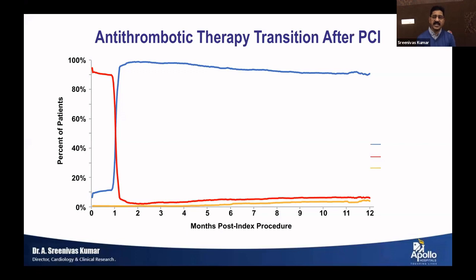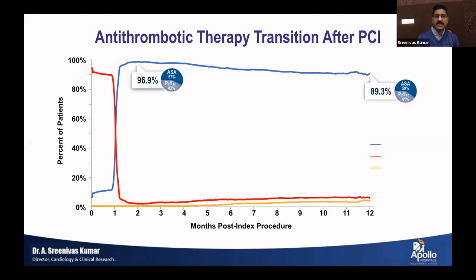Then later on, Zines came with Zines 1, saying that 1 month dual antiplatelet therapy was adequate. So if you see this in Onyx 1 clear, within 1 month, dual antiplatelets were stopped, and most of the patients were put on a single antiplatelet drug, which was continued. Mind you, we are not comfortable putting only an aspirin, though 40% of them were only on aspirin even in this. But nowadays, we tend to continue clopidogrel alone, avoiding aspirin.